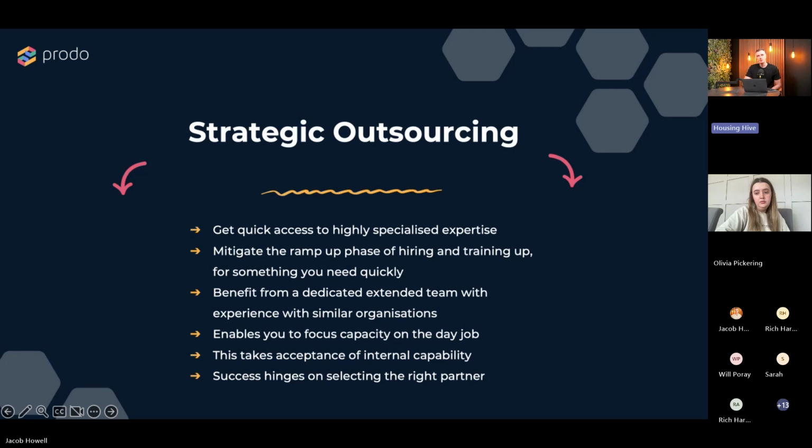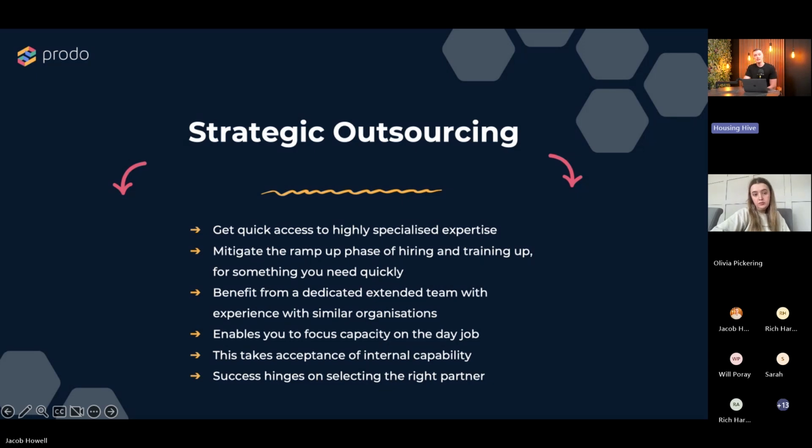But the case around this does require an acceptance of internal capability as well. So it can give you that valuable support and expertise, but I think it takes a process of understanding certainly where possible limitations might be internally, and therefore acting upon that rather than just hoping to be able to address things internally, and then only finding out too late that actually, we need some external help here.